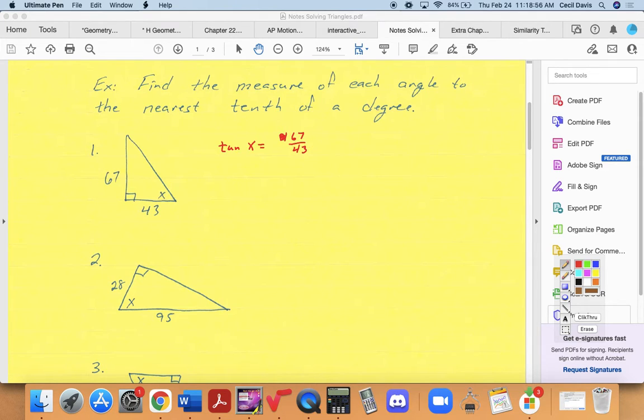To get rid of the tangent, just like getting rid of the square root, you would square both sides because that's the inverse. I'm going to take the inverse tangent of both sides so that I get x is equal to the tangent inverse of 67 over 43. At that point, you have done the algebra necessary to get x by itself.